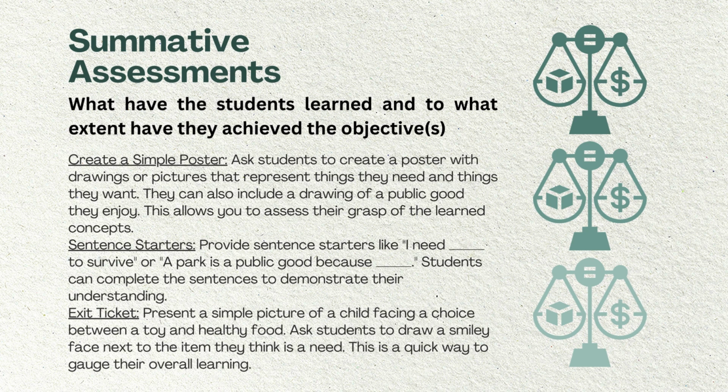Our summative assessments for this lesson: what have the students learned and to what extent have they achieved their objectives? Create a simple poster. Ask students to create a poster with drawings or pictures that represent things they need and things they want. They can also include a drawing of public goods they enjoy. These allow you to assess their grasp of what they learned.